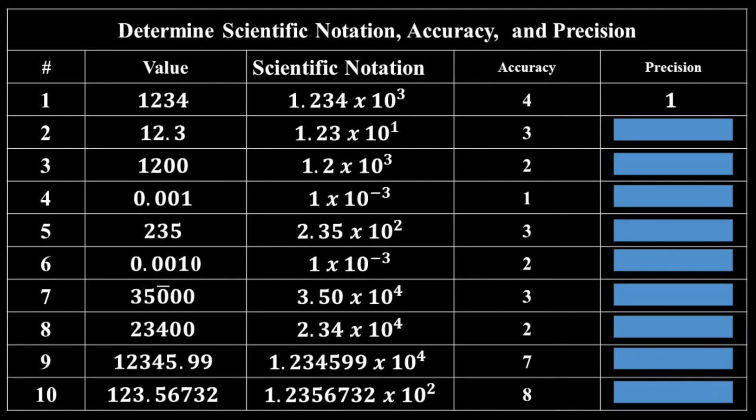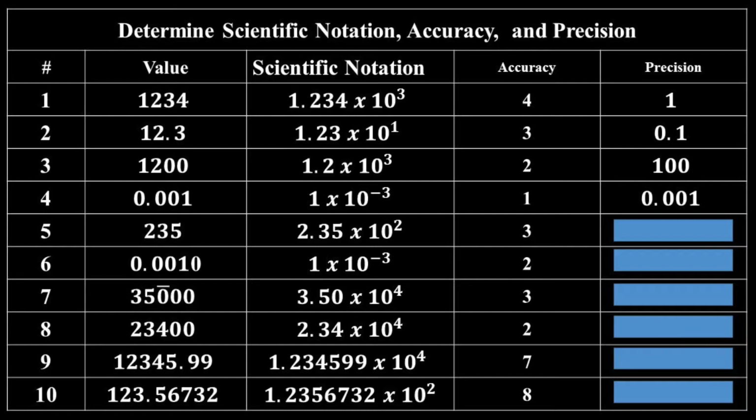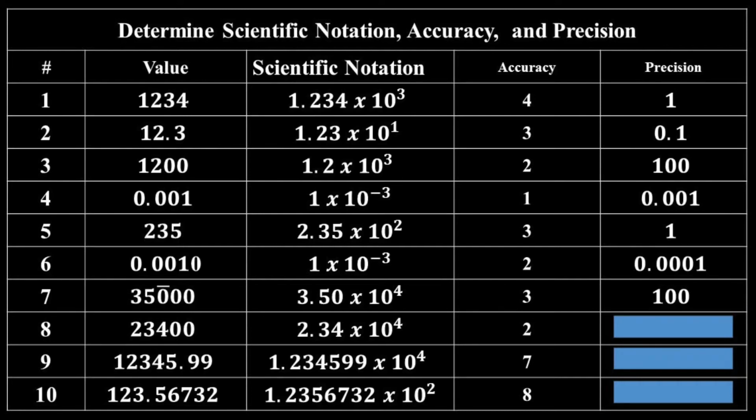Precision is the smallest place value that has a significant digit in it. So number 1 is ones place. That number 1, that means ones place, tens place. So it's plus or minus. I leave the plus and minus out. So the uncertainty, the precision, is the smallest place value that has a significant figure. So look at number 7. That would be hundreds place. Number 8 would be hundreds place, etc.